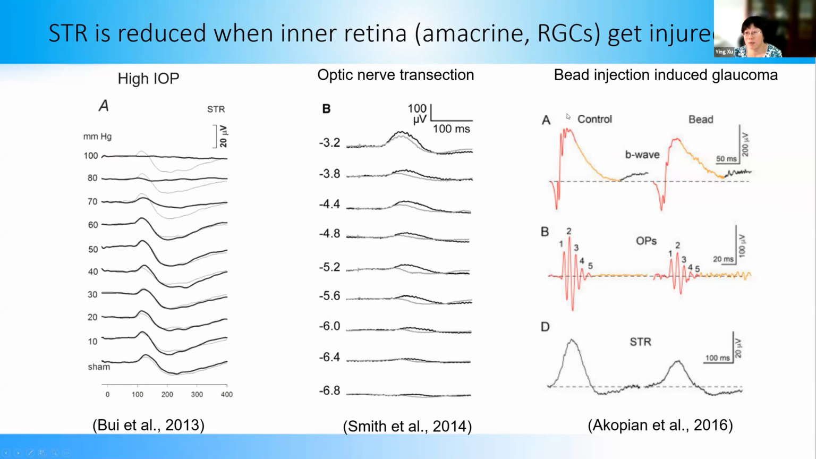And after injecting beads to induce glaucoma, which causes injury to the ganglion cells, you can see that the A and B waves are relatively normal, but the amplitude of the OPS decreased, and the STR amplitude also decreased. So those data indicate that STR originates from the inner retina, mainly the ganglion cells, because when you transect the optic nerve, it mainly affects the ganglion cells. So STR is one way to measure the ganglion cell response.